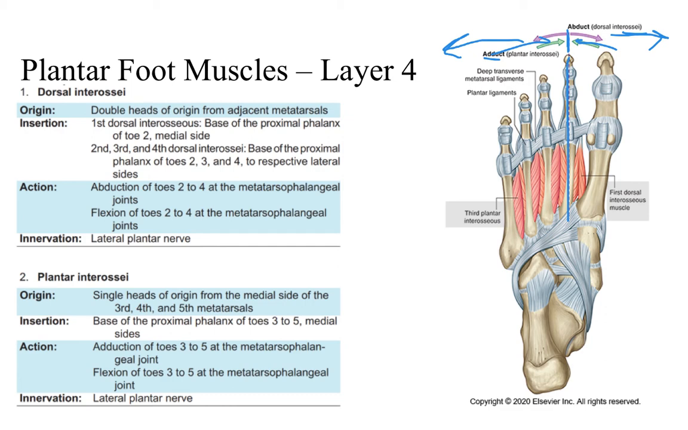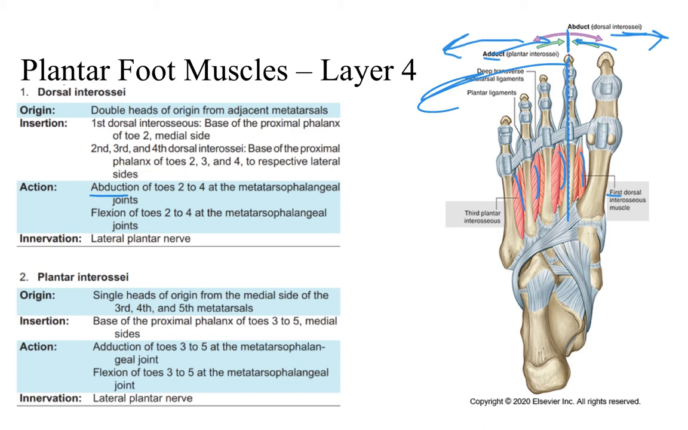Well, we have our dorsal interosseous muscles right here, and notice it's first, so that implies there's a second, third, and fourth dorsal interosseous muscle. So their job is going to be abduction of toes 2 through 4, taking them away, and flexion of toes 2 through 4, but to a lesser extent because these aren't going to have as much power as those other flexor muscles that we mentioned previously.